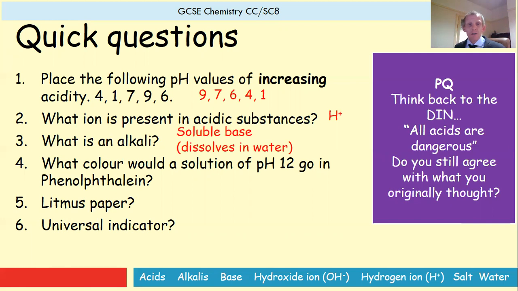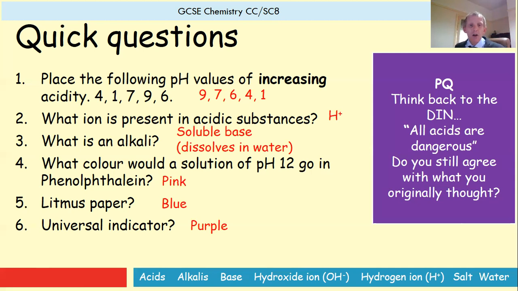That's OH- ions. So what colour would a solution of pH 12 go if we were to place some phenolphthalein into it? That solution would turn pink. So remember, that was the colour change that you needed to recall for phenolphthalein. Now, litmus paper, if you guys can remember, that went blue. And then universal indicator, this is one that you should know anyway. This is one you should have learned. But as I say, over the last few years on a number of occasions, that will turn a deep purple colour.